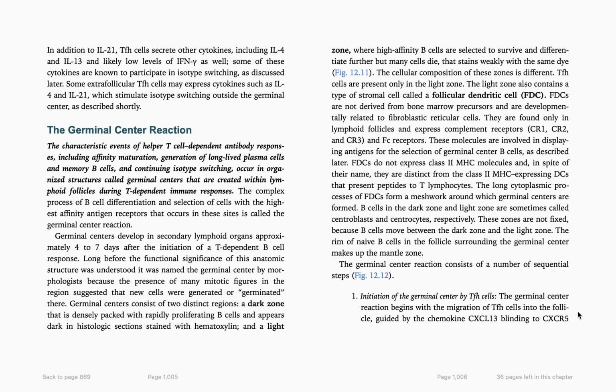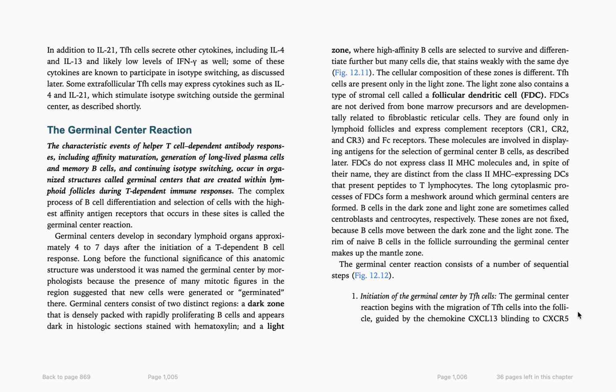Germinal centers develop in secondary lymphoid organs approximately 4 to 7 days after initiation of a T-dependent B cell response. Long before the functional significance of this anatomical structure was understood, it was named the germinal center by morphologists because of the presence of many mitotic figures in the region, suggesting that new cells were generated, germinated, there.